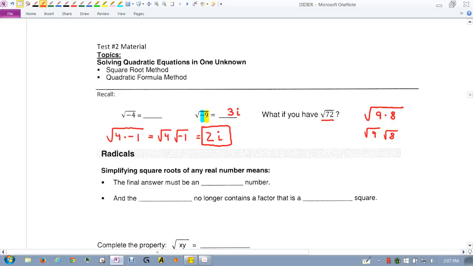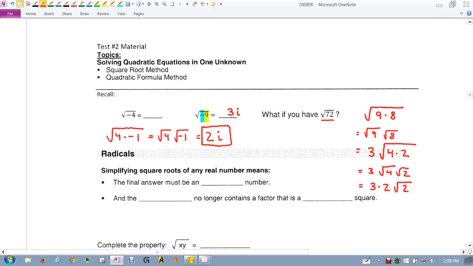What's the square root of 9? 3. And now look at the 8. Does the 8 have a perfect square in it? In other words, a number that you know is a perfect square. 4 times 2, right? And then you could split that up. What's the square root of 4? 2. So how am I going to connect the 3 and the 2 together here? Multiplication, right? Times. And then square root of 2.